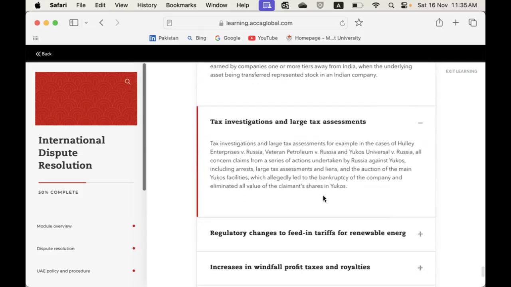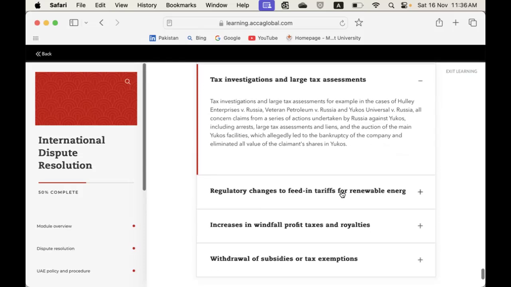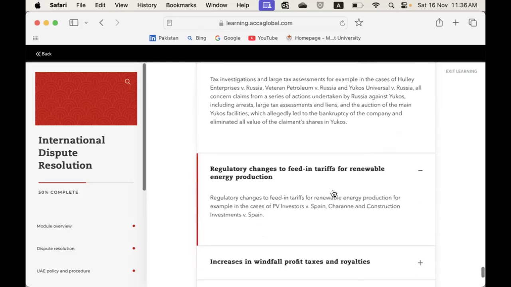Tax investigations and large tax assessments. For example, in the cases of Hulley Enterprises versus Russia, Veteran Petroleum versus Russia, and Yukos Universal versus Russia, all concern claims from a series of actions undertaken by Russia against Yukos, including arrests, large tax assessments, and liens, and the auction of the main Yukos facilities, which allegedly led to the bankruptcy of the company and eliminated all value of the claimants' shares in Yukos. So that was a large tax assessment dispute.